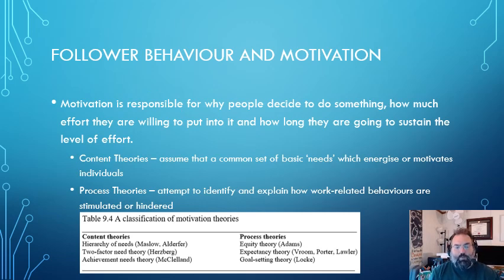Motivation is responsible for why people decide to do something, how much effort they are willing to put into it, and how long they're going to sustain that level of effort. There are the content theories, which assume a common set of basic needs which energize or motivate individuals. Process theories attempt to identify and explain how work-related behaviors are stimulated or hindered. And table 9.4 is a classification of motivational theories. Content theories include hierarchy of needs, that's Maslow, and two-factor need theory and achievement need theory. Process theories include equity theory, expectancy theory, and goal setting theory.